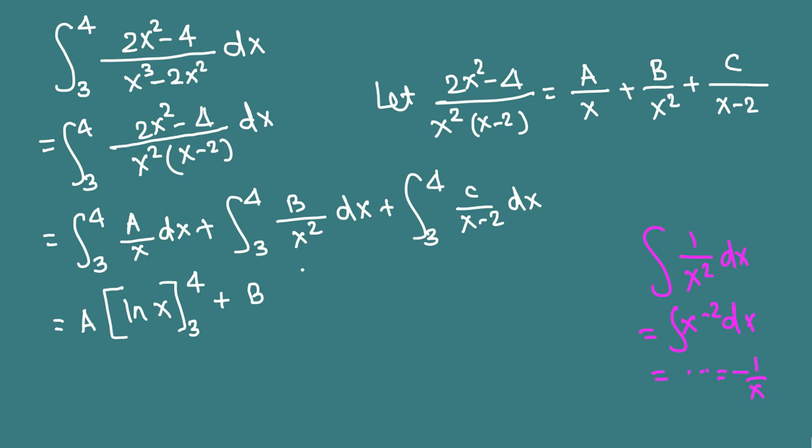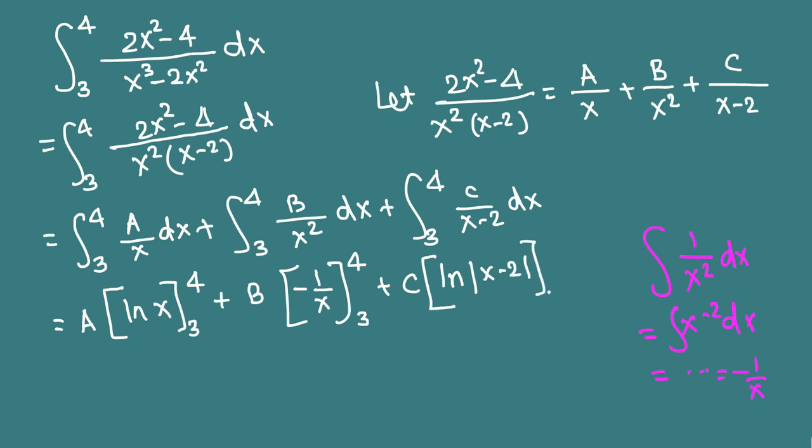So this will be negative 1 over x, going from 3 to 4, plus c can be pulled outside, 1 over x minus 2. The derivative of x minus 2 is 1. By u-substitution, this is just natural log of the bottom, like the first, natural log of x minus 2, going from 3 to 4. We don't need an integration constant because we are working on a definite integral.